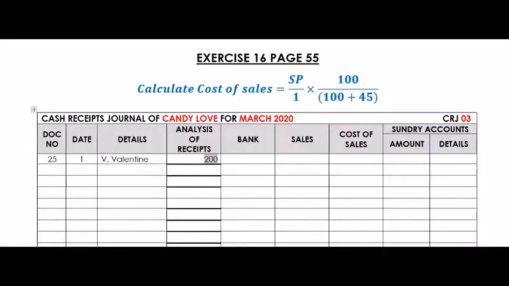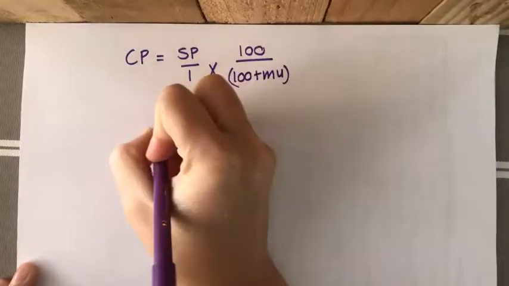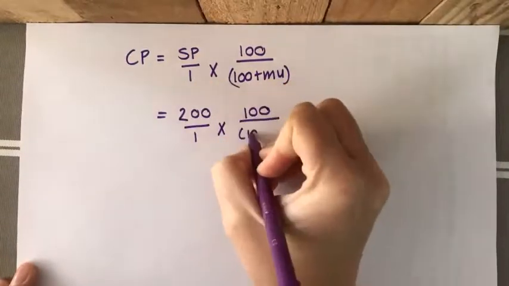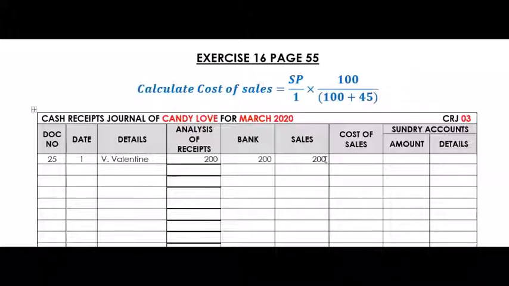It's the only transaction for the day, so you can cash up your till and bank immediately, and you have to write that value in sales. And then remember, you have to go and calculate your cost of sales like this. And then you take the value to the cost of sales column.